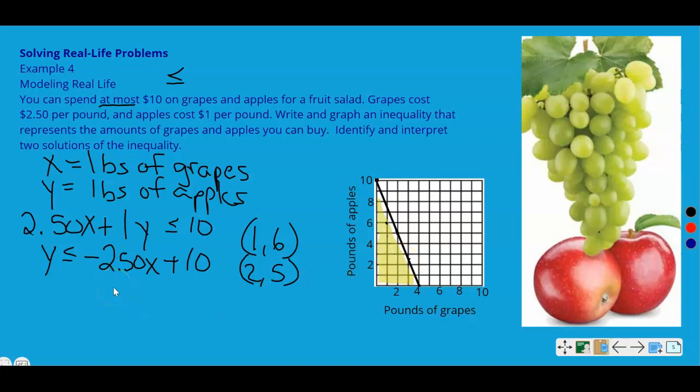All right, you also can check to see if this works. This is your X, this is your Y. If you plug it in, 1 times 2.50 would be 2.50 plus 1 times 6 is 6. 2.50 plus 6 would be 8.50. Is 8.50 less than or equal to 10? Yes, so that checks that it is a solution for the inequality.